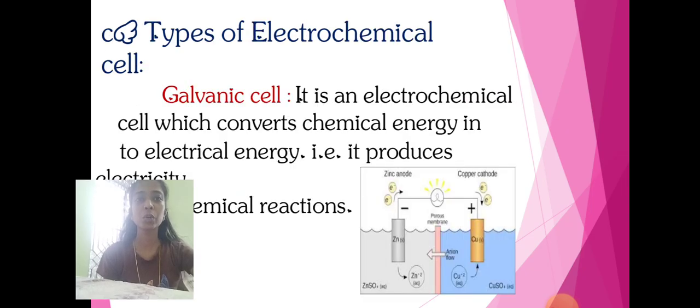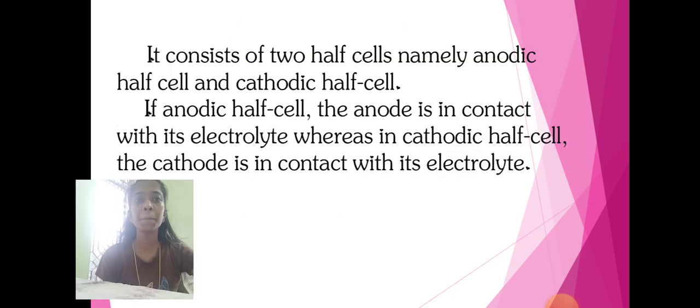Then types of electrochemical cell, galvanic cell. The conversion of chemical energy into electrical energy to produce electricity is called a galvanic cell. And also in a galvanic cell there are two half cells, namely the anodic half cell and the cathodic half cell. The anodic half cell is in contact with the anode, whereas the cathodic half cell is in contact with the cathode.